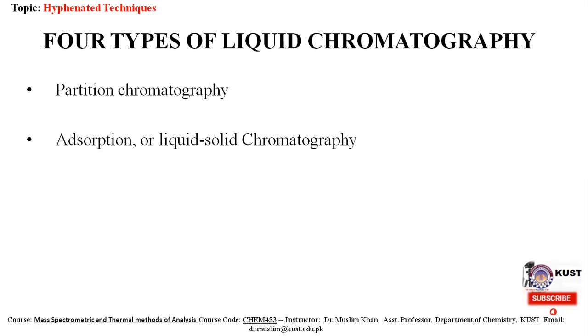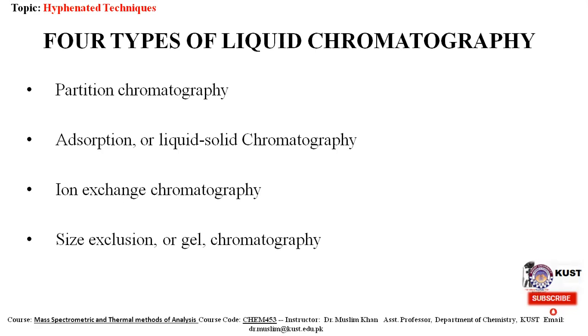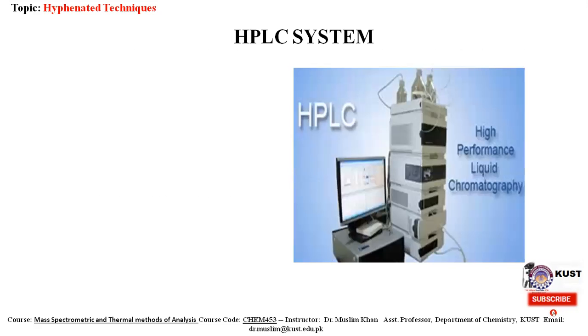There are basically four types of liquid chromatography that occur within this analytical column. One is partition chromatography, then adsorption or liquid-solid chromatography, ion exchange chromatography, and size exclusion or gel chromatography.